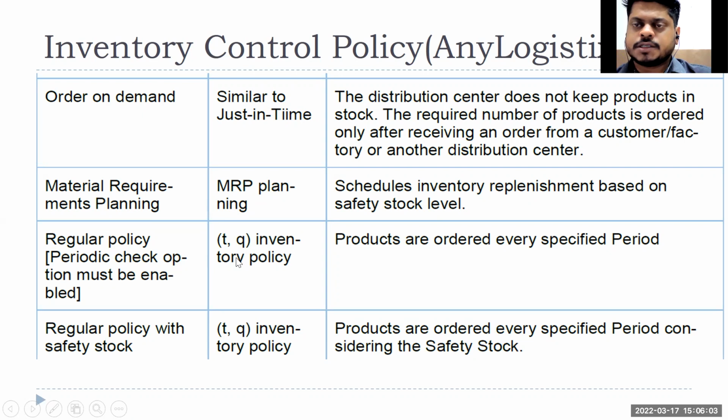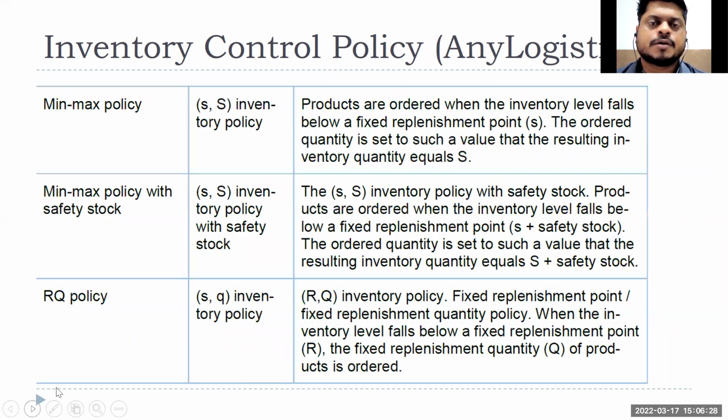A regular policy, this is the standard, so there is no variation. Fixed time, fixed quantity we are ordering. Time is fixed, quantity is also fixed. Here you do not have a safety stock. There might be a policy where you have fixed time, fixed quantity, but you are keeping 20 units or 30 units as a safety stock. In case there is a variation, that safety stock will take care of it, right?